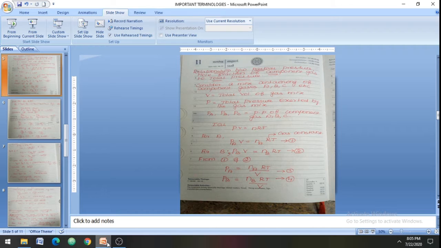The relationship between partial pressure, mole fraction of component gas, and total pressure. If you know the concepts of partial pressure and mole fraction, what is partial pressure? The partial pressure of a component gas present in a gas mixture is the pressure exerted by that component gas. This line is very important: pressure exerted by that component gas.